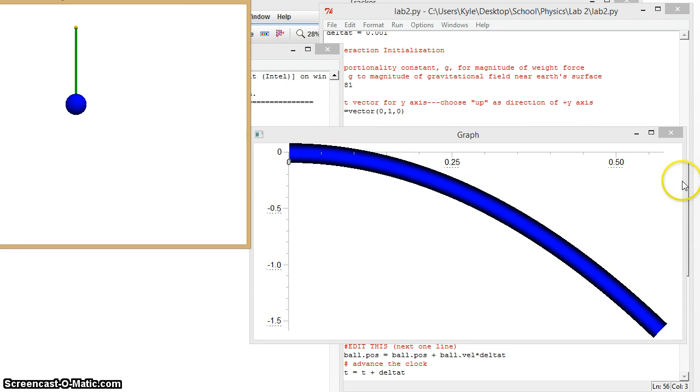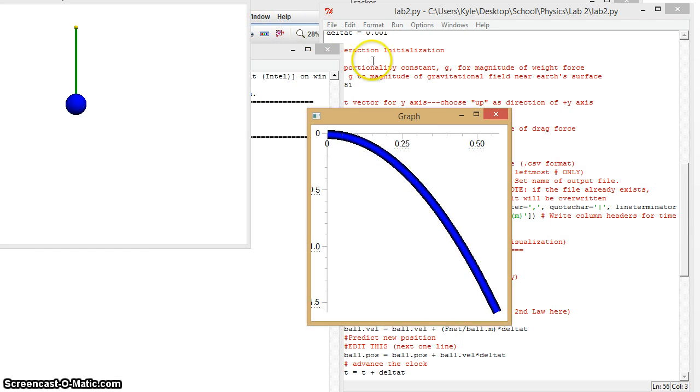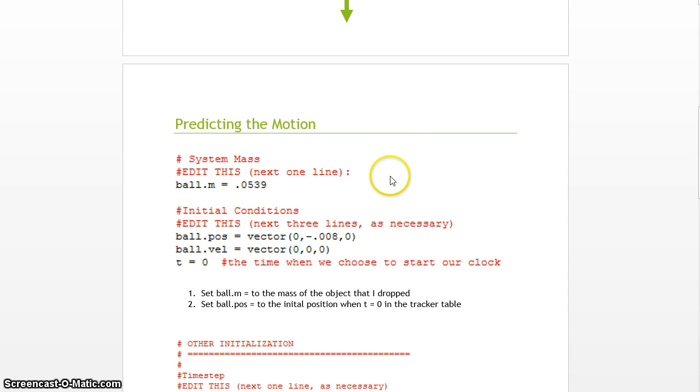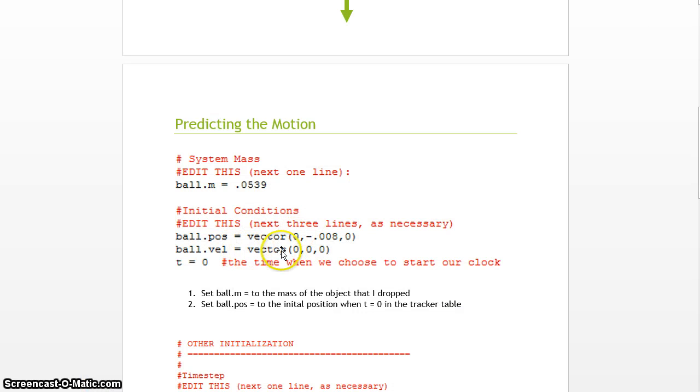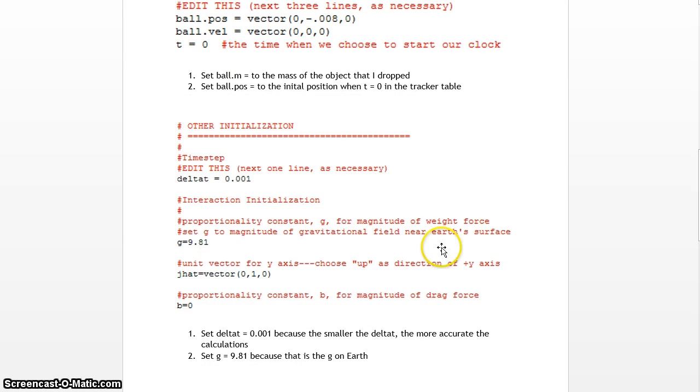As you can see, the predicted graph is also parabolic. Predicting the motion, I chose the system mass as 0.0539 because I measured that, and the ball position vector is initially negative 0.008, like that in Tracker, and the initial velocity is 0 because I dropped it, initial time is 0. I set delta t to be 0.001 because the smaller the delta t, the more accurate the calculations, and I set g equals 9.81 because that is the g on Earth.